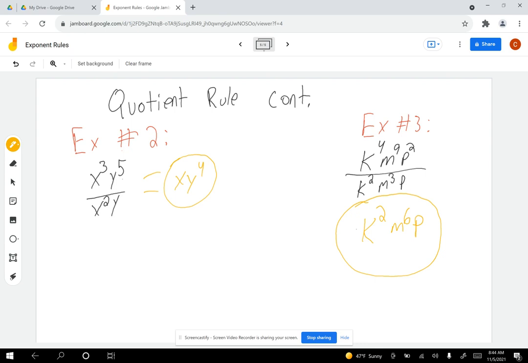Now, the quotient rule can become more complex as we add coefficients and negatives, and I could make a separate video for that if you guys would like. So please, in the comments section below, tell me if you would want to see a quotient rule video that dives deeper. This is kind of just a review of the product rule and the quotient rule and what to do when you multiply and divide exponents.